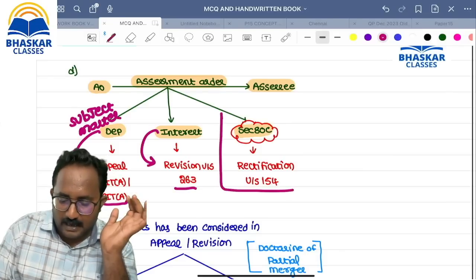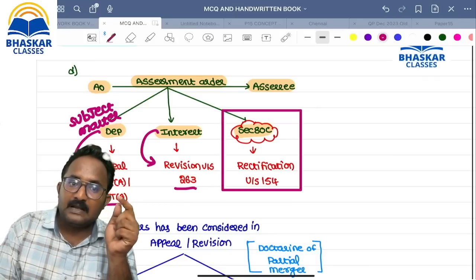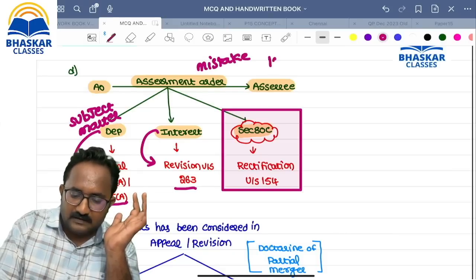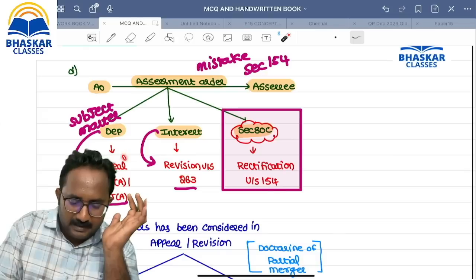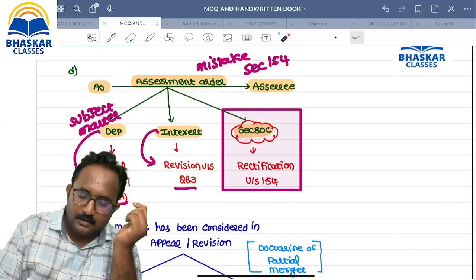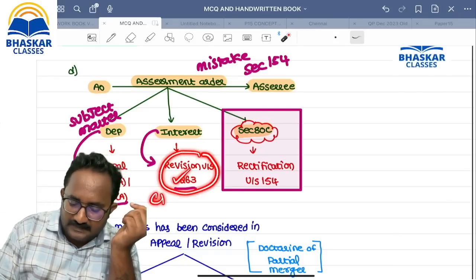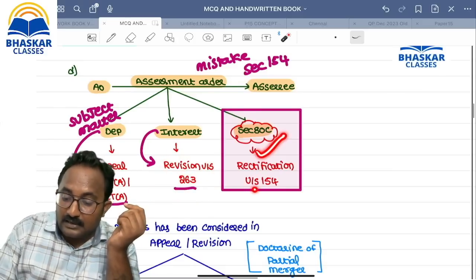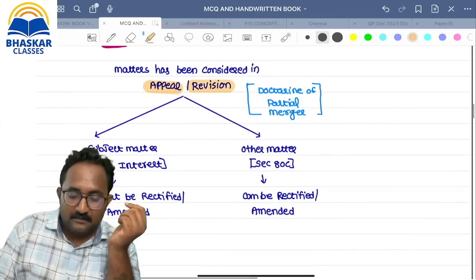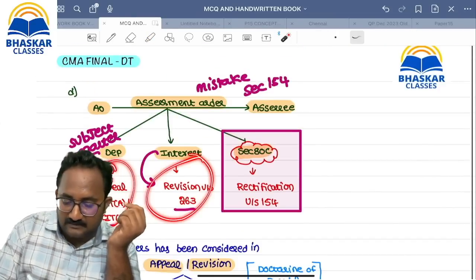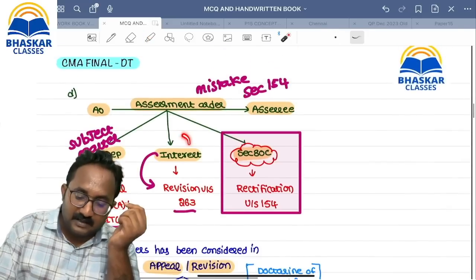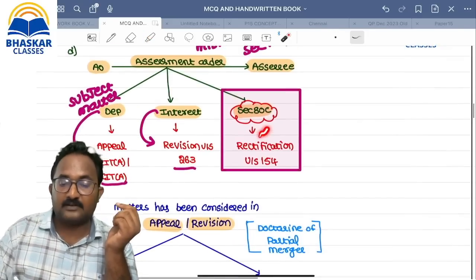Now, rectification can be applied only for what? Other than revised matters, other than the subject matter of appeal. Sir, one order has a mistake. Can I rectify all of it using section 154? No. The subject matter is rectified by whom? By the CIT or CIT appeals. If it is revised, the revision authority CIT can do the rectification. Only other matters can go for rectification under this section. That means any matter considered in appeal or in revision is called the subject matter. Here, the matters considered in appeal and revision are interest and depreciation. With respect to these, they cannot be rectified, because the revision and appellate authorities will rectify that mistake. You can't apply section 154 over those points.